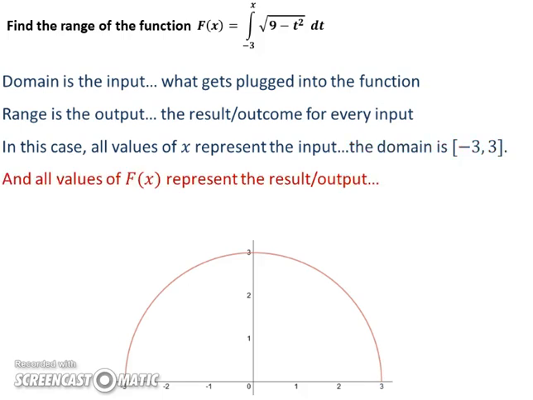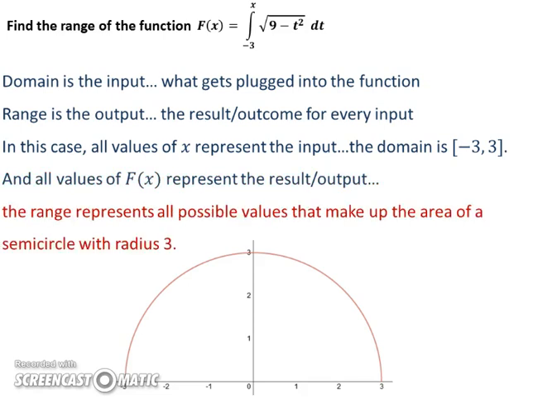So f of x would represent our range. That's the y values. It's the result after we plug in a number for x. The range will represent all the possible values that make up the area of our semicircle, because when we plug in a number for x here, we have a definite integral. A definite integral represents the area under a curve. In this case, the area under the curve we're dealing with is a semicircle. So as soon as you plug a number in for x, which is a number in our domain, we're going to calculate this and find an area depending on what the value of x was, starting with -3 and moving this way. So if we plugged in a -2 for x, a -2 would give us the area of this little section right here.